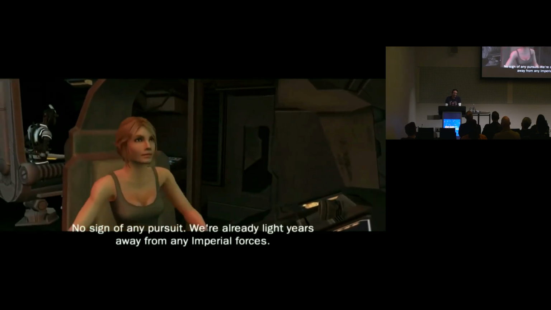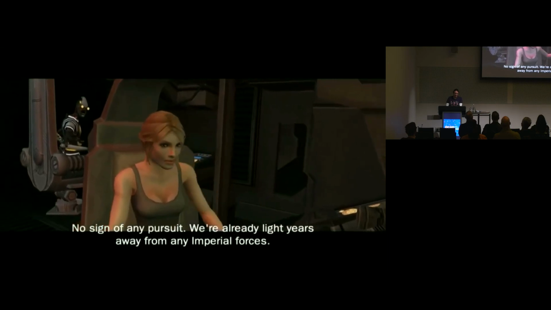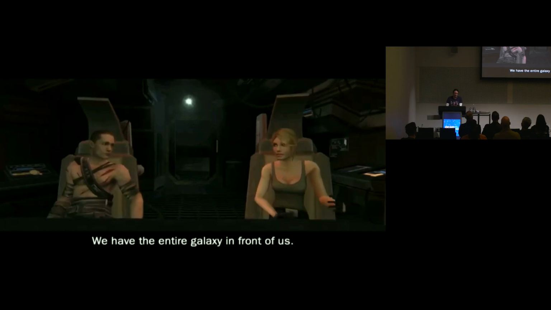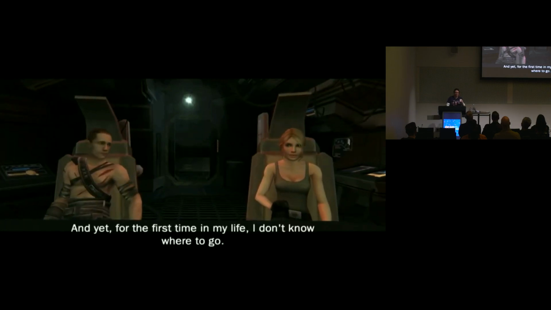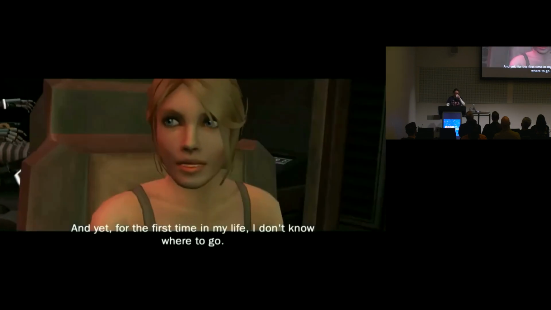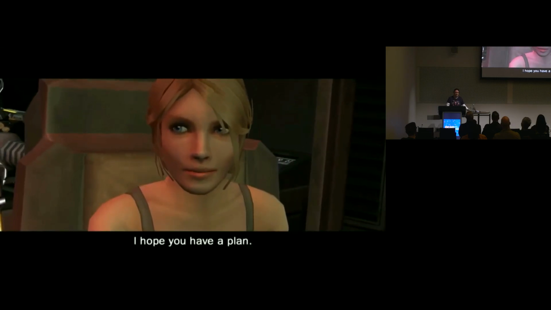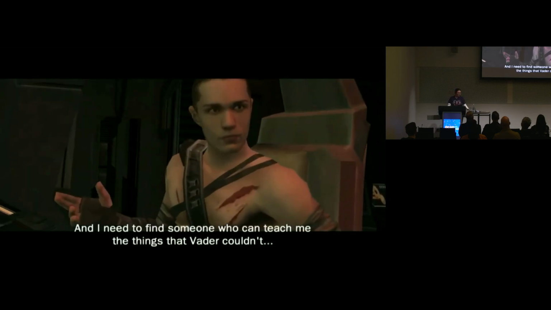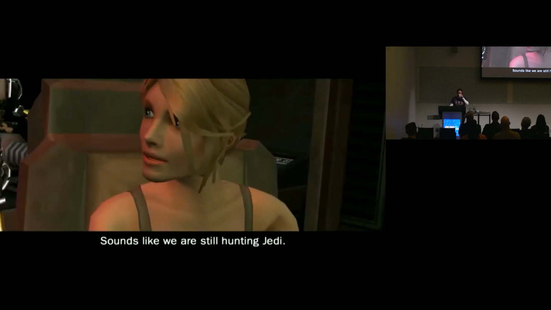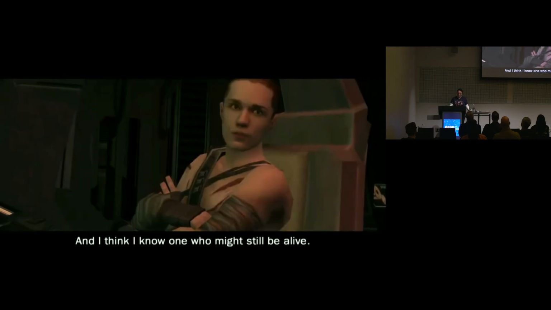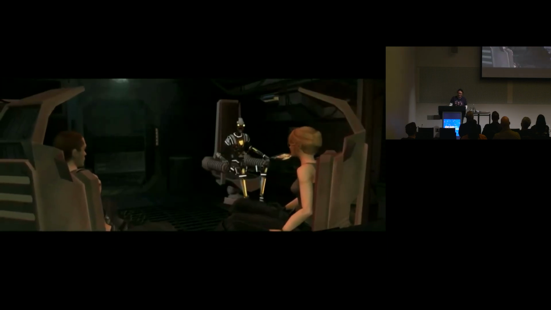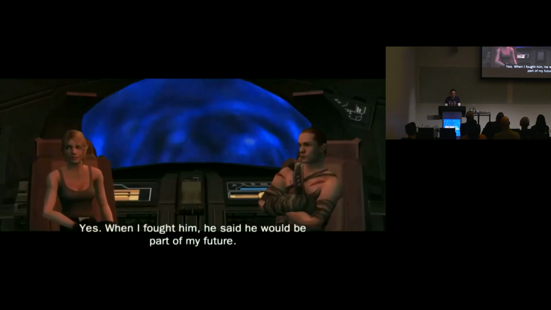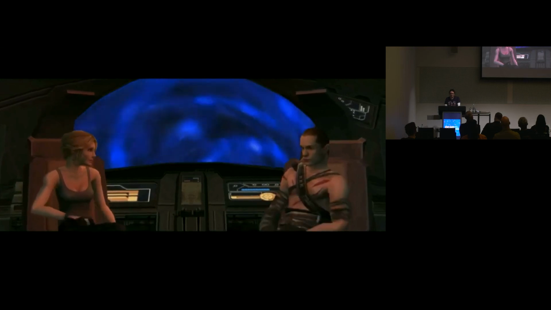No sign of any pursuit. We're already light years away from any Imperial forces. Then what's wrong? We have the entire galaxy in front of us. And yet, for the first time in my life, I don't know where to go. I hope you have a plan. We need to rally the Emperor's enemies. And I need to find someone who can teach me the things that Vader couldn't. Sounds like we're still hunting Jedi. And I think I know one who might still be alive. General Kota? Yes. When I fought him, he said he'd be part of my future. Let's hope he was right.